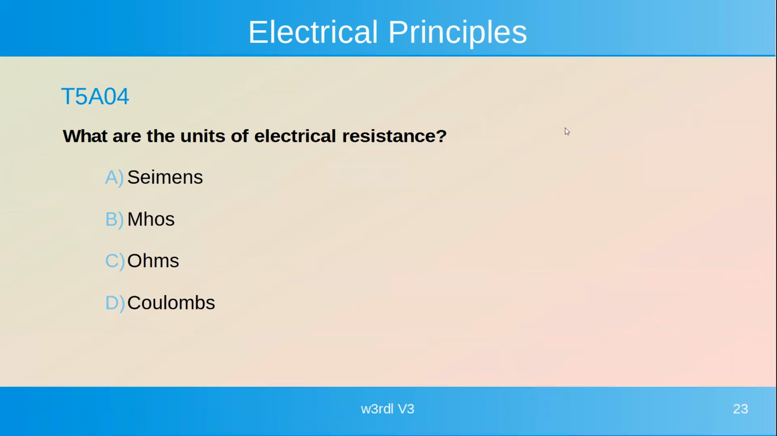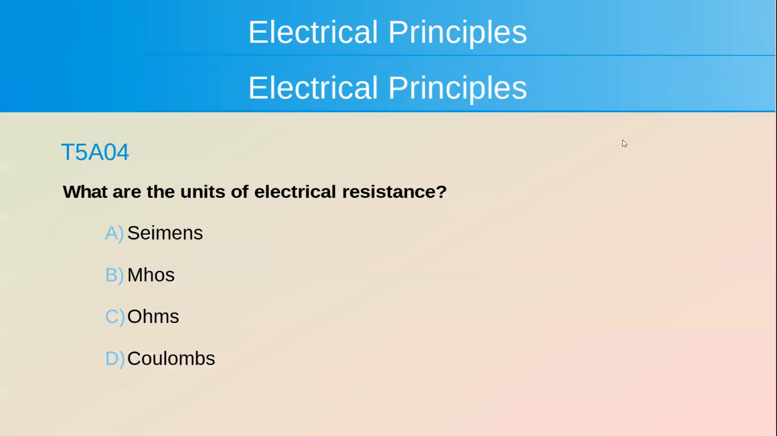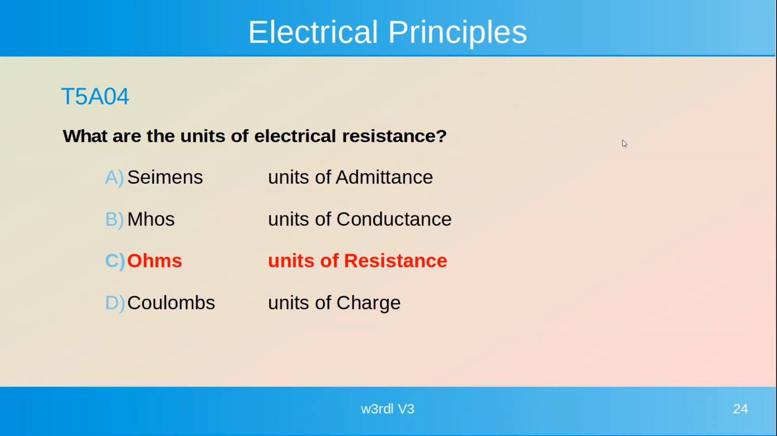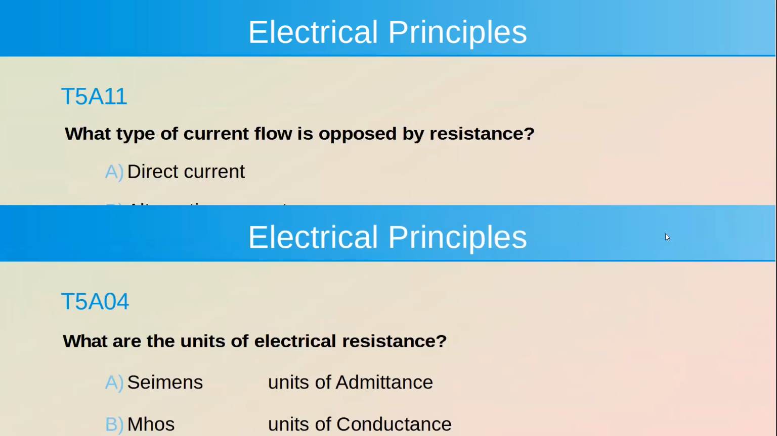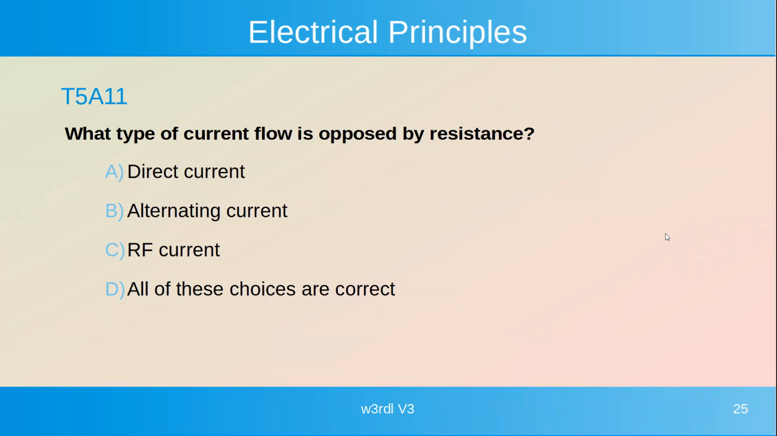So what are the units of electrical resistance? Ohms. We haven't talked about admittance, but Siemens is how we measure admittance, which is the reciprocal of impedance, which we also haven't talked about yet. Mhos are units of conductance, which is the reciprocal of resistance. That's why it's ohms spelled backwards, mhos. Ohms is the unit of resistance, and coulombs are the unit of charge. So if we repeat these enough, you'll remember all of them.